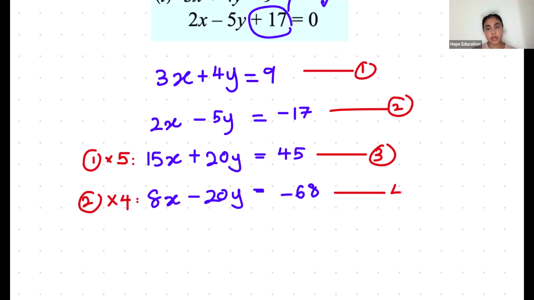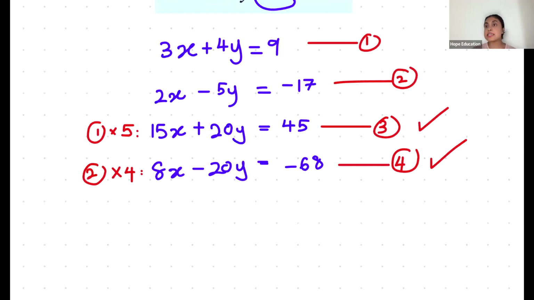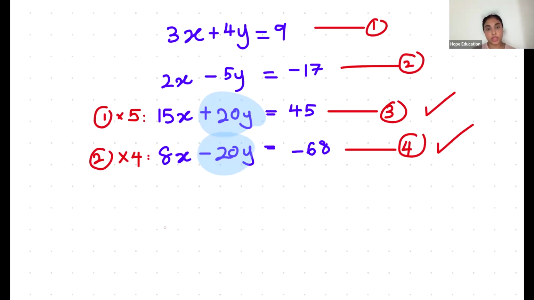So I have to consider my equation number 3 and equation number 4. Now, are there any common elements? Yes. We have plus 20y and we have minus 20y. So we have the common element, that is done. Next thing, we check the signs of the common element. Here we have plus, here we have minus. So that means there are different signs. Different signs, now do we add or subtract? Add. Correct, we add. If there are different signs, we add the two equations.